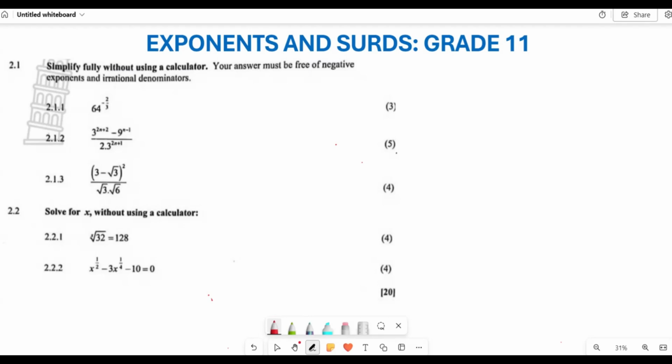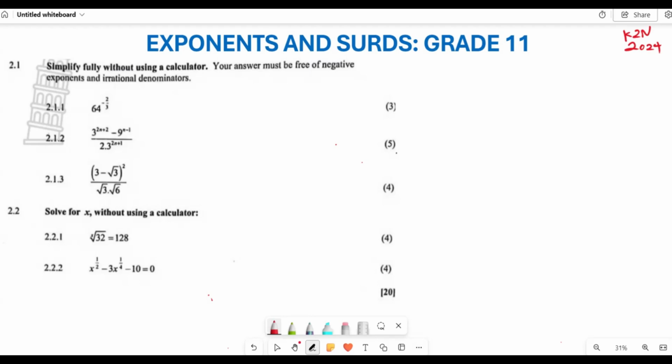Now, what we are doing in this particular video is looking at a past paper which was written from the KZN province, from the year 2024. I think this was our March paper. So we are looking at different types of questions that we may get in our examination when it comes to exponents and sets. So let's start from here.